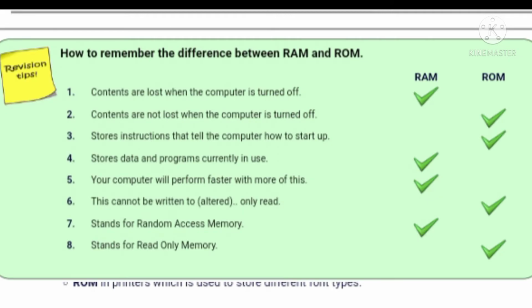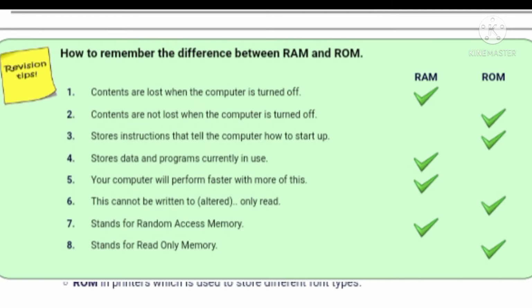How to remember the difference between RAM and ROM. In RAM, contents are lost when the computer is turned off. RAM stores data and programs currently in use. With RAM, your computer will perform faster with more of this. RAM stands for Random Access Memory.